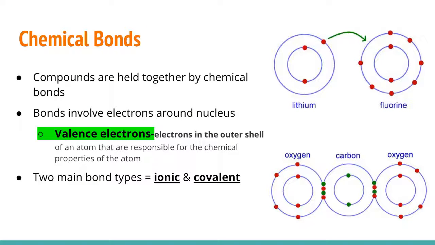When you think about pretty much anything in nature, most of these things are going to be held together with chemical bonds. So it says compounds are held together by chemical bonds. We know that compounds are two or more different atoms that are chemically combined, and the way that they're combined are these bonds. Bonds are going to involve electrons around the nucleus.